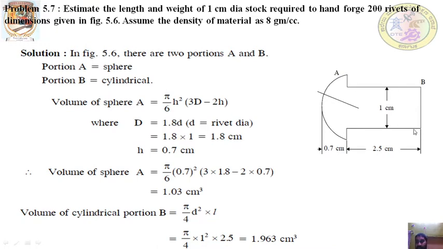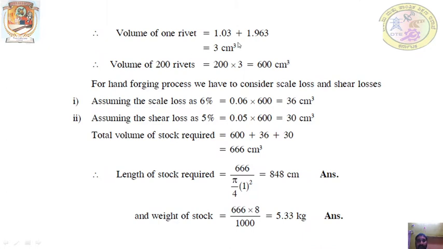Then you have to find the volume of this cylindrical portion. The diameter is 1 centimeter, so pi by 4 into 1 square into the length 2.5 centimeter. The volume of this cylindrical portion is 1.963 centimeter cube. The total volume of one rivet is the spherical portion of the rivet head plus the volume of the shank. Add these two volumes and you will get 3 centimeter cube. The total volume required is 3 centimeter cube.